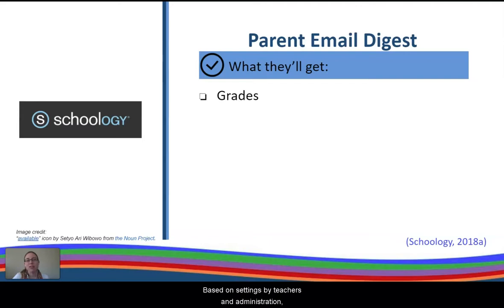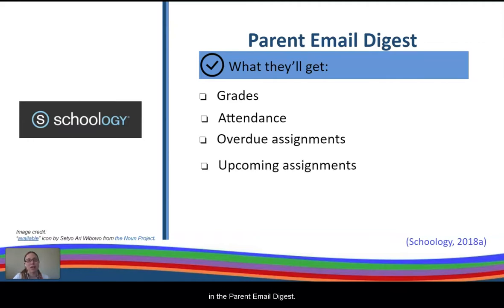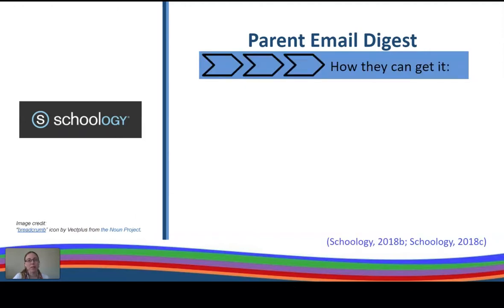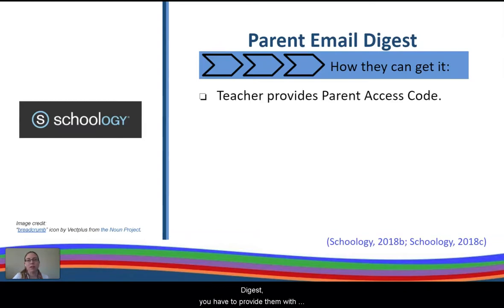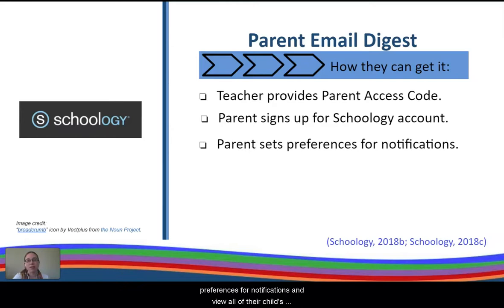Based on settings by teachers and administration, family members will receive information about their child's grades, attendance, overdue assignments, and upcoming assignments in the Parent Email Digest. They can choose to receive the Parent Email Digest daily or weekly. To enable family members to receive the Parent Email Digest, you have to provide them with their Parent Access code, which they then use to sign up for a Schoology account. Once they are set up in Schoology, they will be able to set their preferences for notifications and view all of their child's activities across multiple classes.